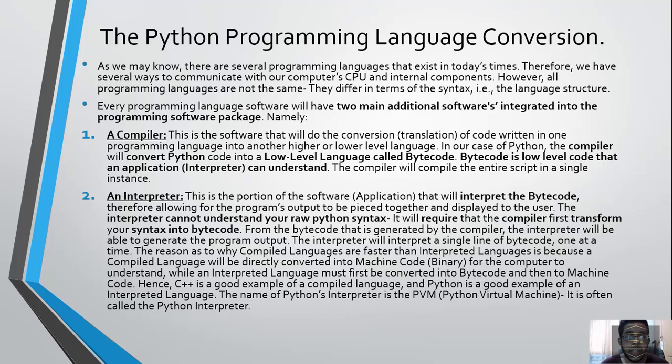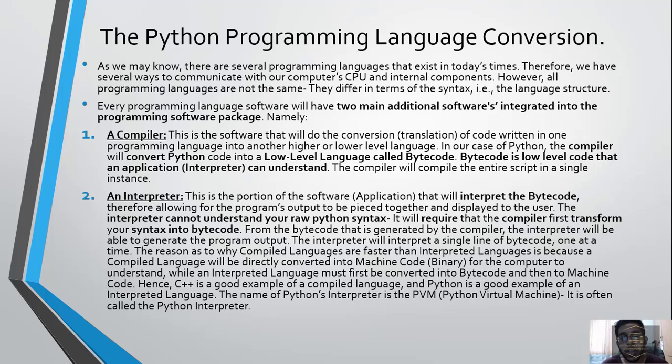Number two, the interpreter. This is the portion of the software application that will interpret the bytecode, therefore allowing for the program's output to be pieced together and displayed to the user. The interpreter cannot understand your raw Python syntax. It will require that the compiler first transform your syntax into bytecode. From the bytecode that is generated by the compiler, the interpreter will be able to generate the program output. The interpreter will interpret a single line of bytecode, one at a time.